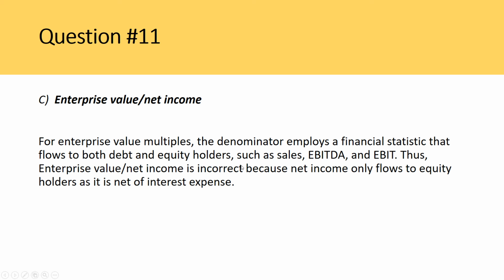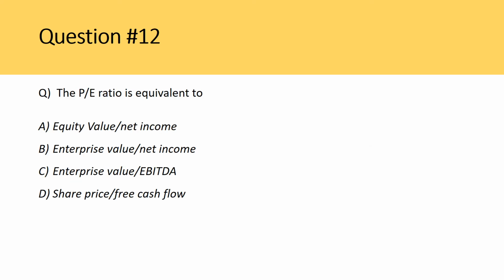Thus, enterprise value to net income is incorrect because net income only flows to equity holders as it is net of interest expense. The interest expense has already been paid out to debt holders, and therefore that net income is only flowing to equity holders. Whereas with enterprise value, it includes both equity and debt holders, and therefore it is a wrong multiple to use.